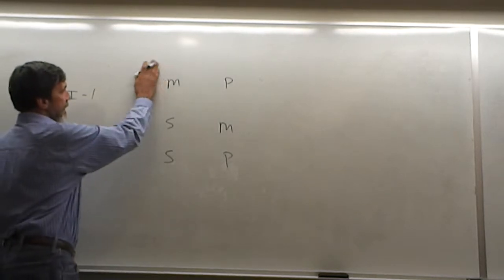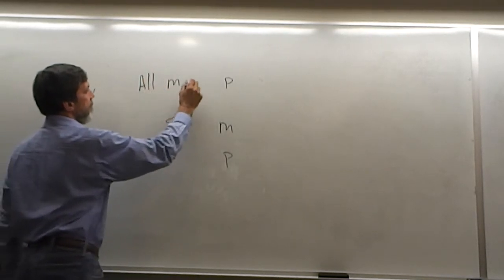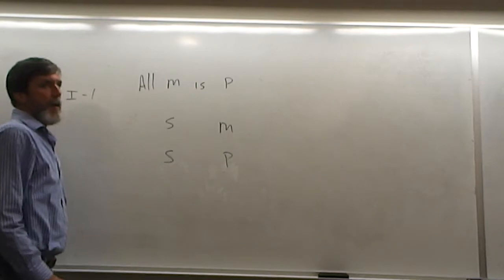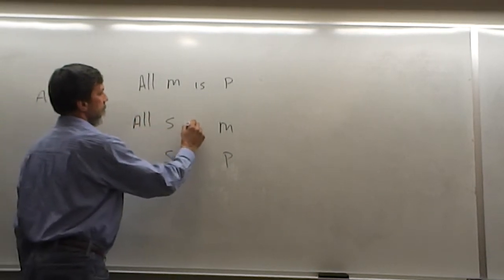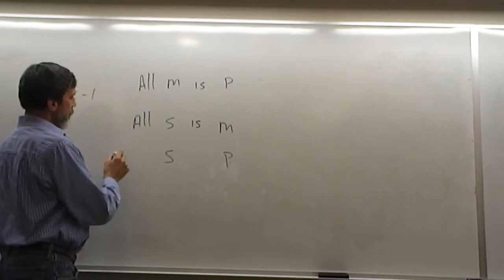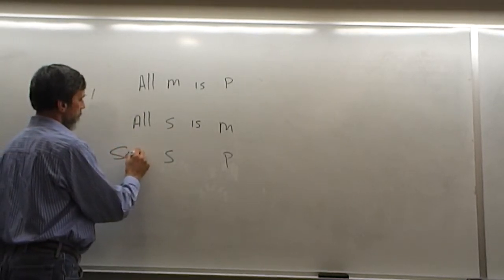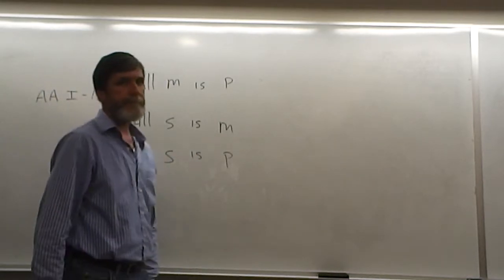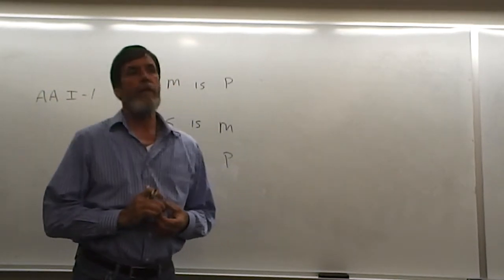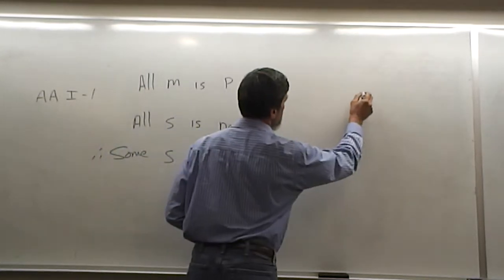Major premise is an A. Minor premise, A. Conclusion, I. Draw your 3-circle diagram.